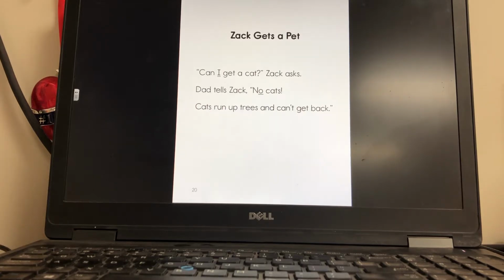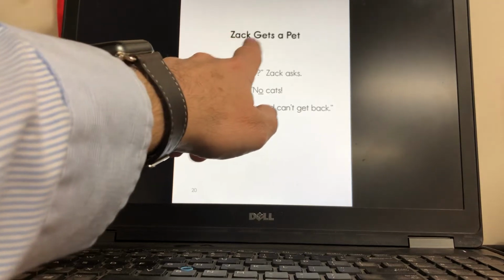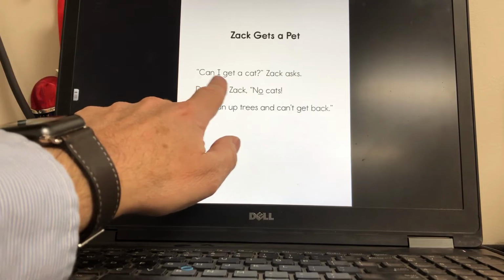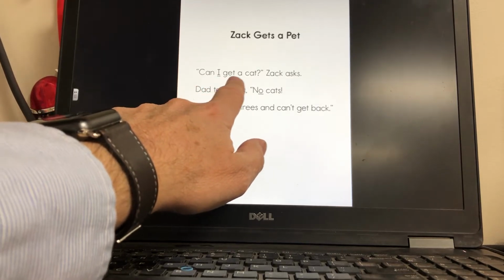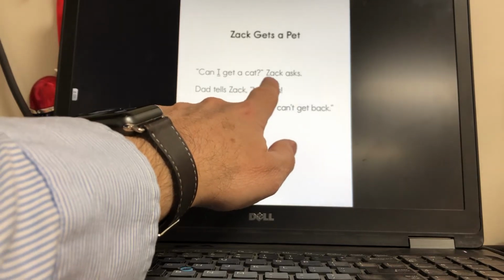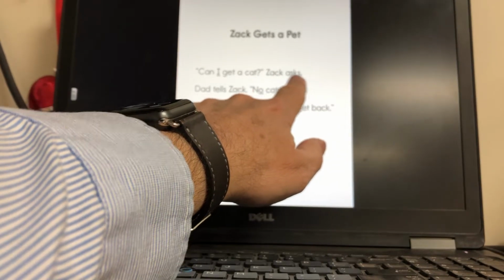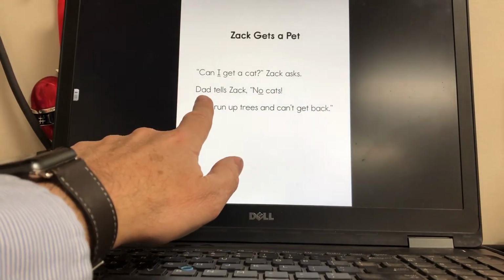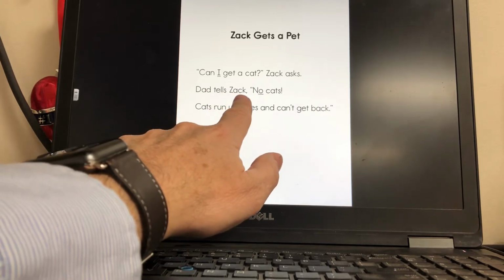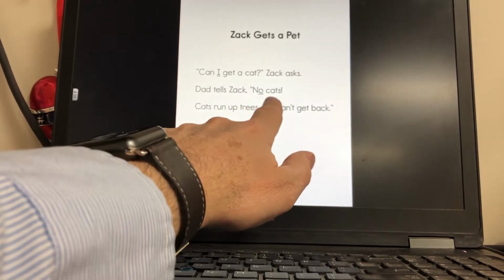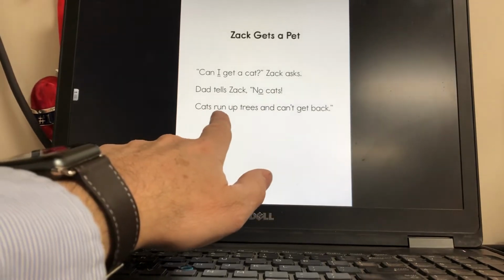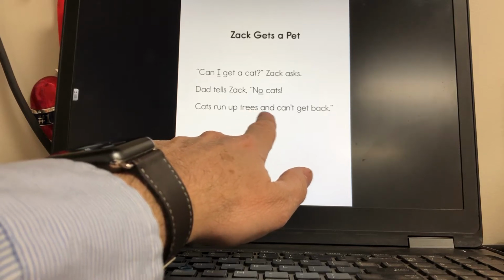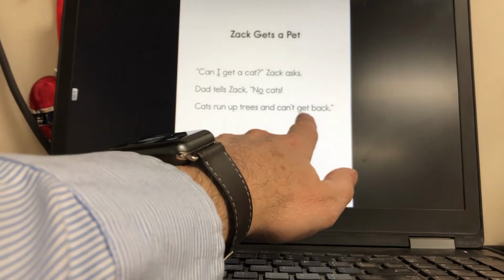Zack gets a pet. Here we go. Zack gets a pet. Can I, tricky word I, get a cat? Zack asks. Do you see the question mark there? Dad tells Zack, no cats. Cats run up trees and can't get back.